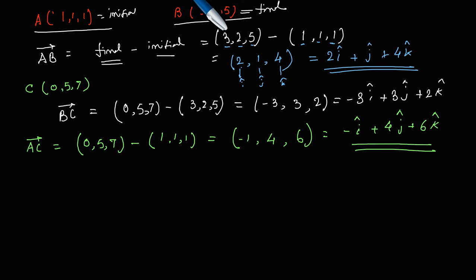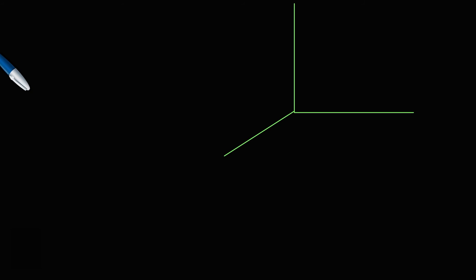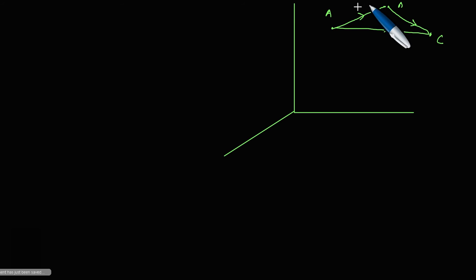But there is something different that I am going to tell you: the use of the vector, a very important use of unit vector. Just imagine, I'm going to draw coordinates again. This is point A, this is point B, and let this be point C. So we have AB, then BC, and then AC. We have three vectors, and the values of the vectors are known to us.